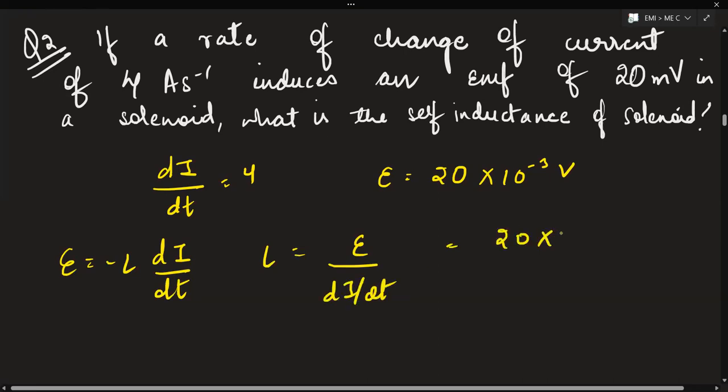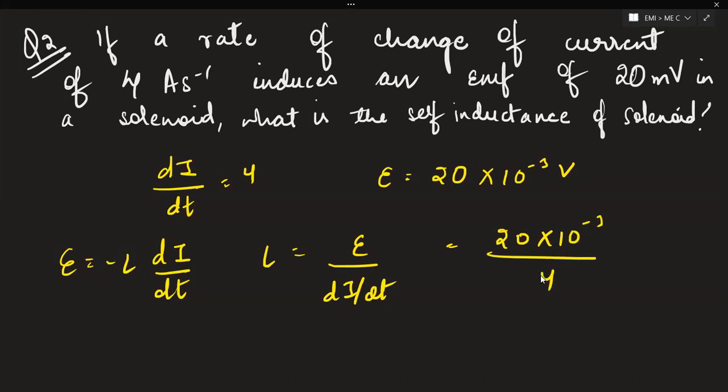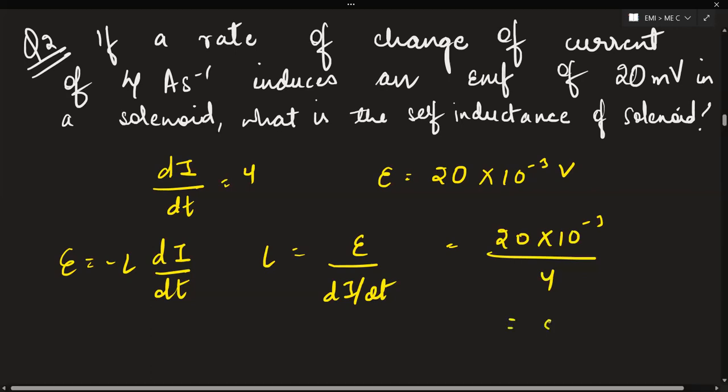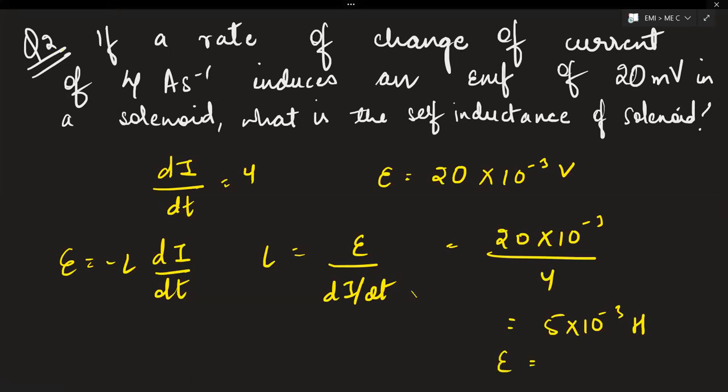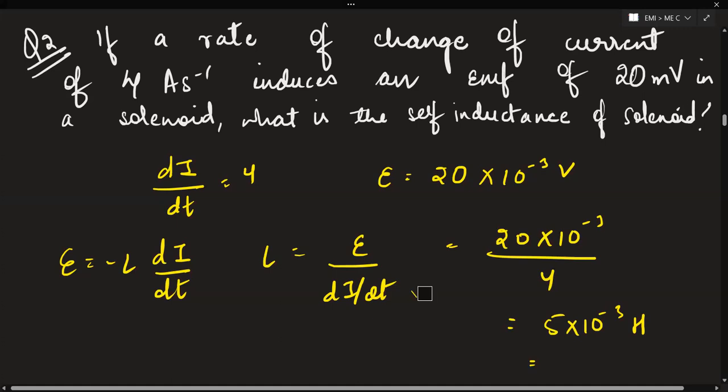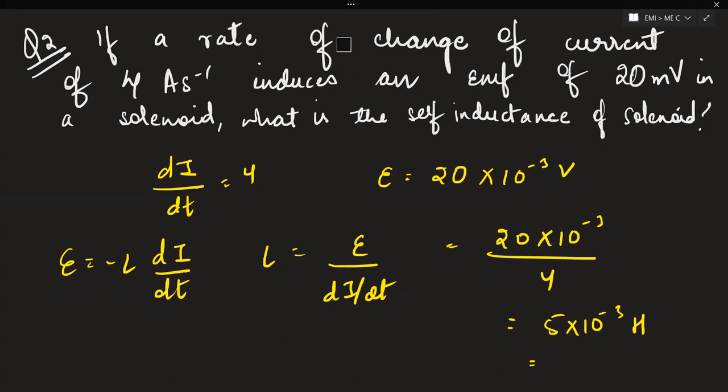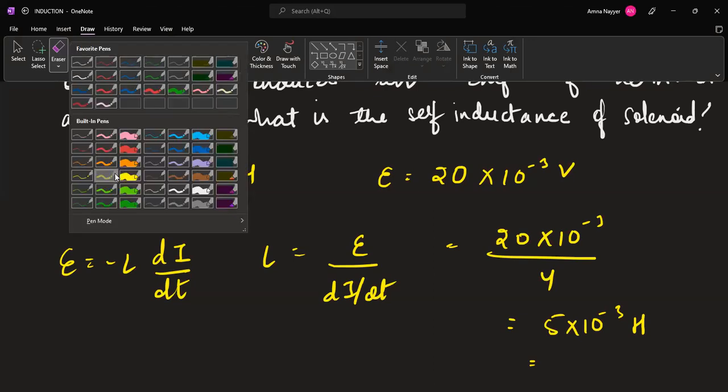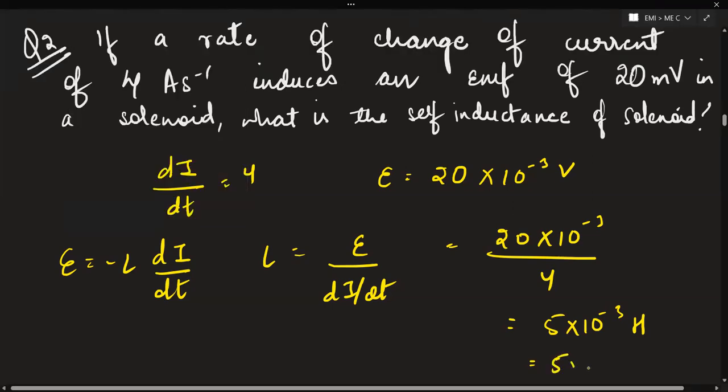EMF is 20 into 10 to the power minus 3. Di over dt is 4. So this becomes what? This becomes 5 into 10 to the power minus 3 Henry, which can also be written as 5 millihenry.